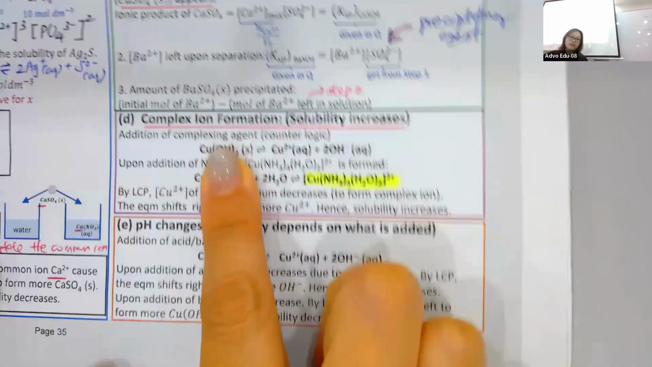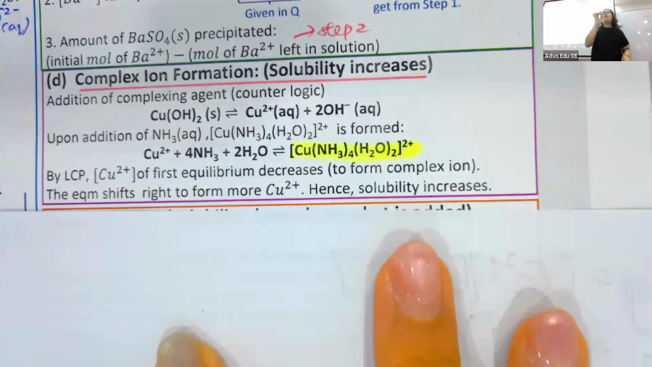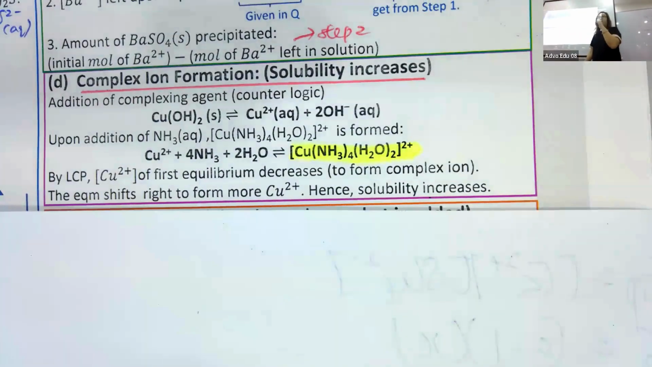Okay, now question type 2D. Let me zoom. Okay, I explain this one, then you take down. So this is strictly by LCP, right? Now, when we have common ion effect, solubility drops. This is the direct opposite. When we have complex ion formation, we will always increase the solubility. So that is a fact.